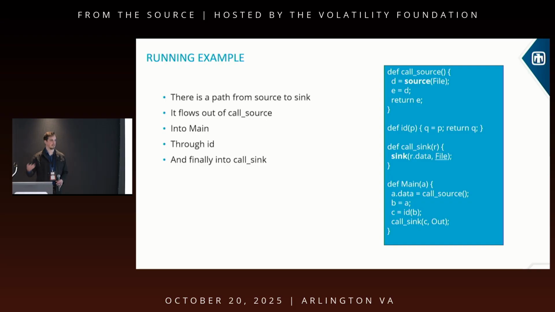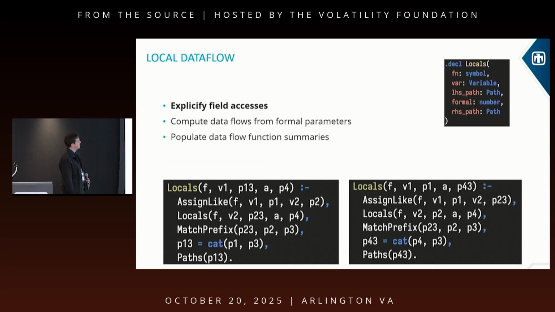So I think you can convince yourself that this does have a path. We want to be able to find this. I'm just trying to explain how this happens under the hood and why it's scalable. There are 3 steps to reasoning about this data flow. The first one is that we explicify the field accesses, which I know is a word I made up.